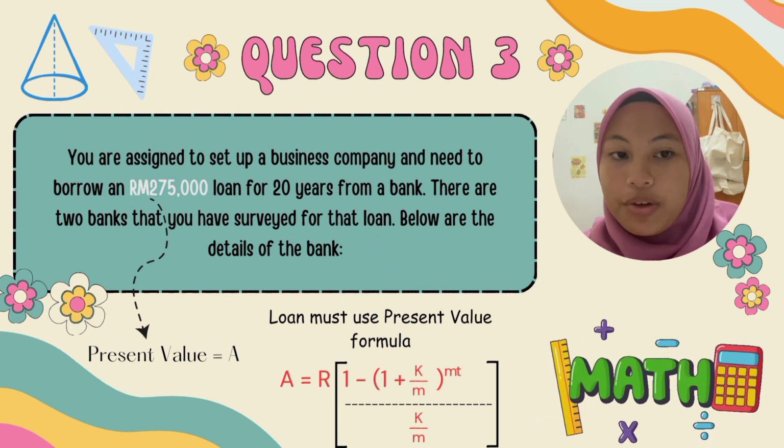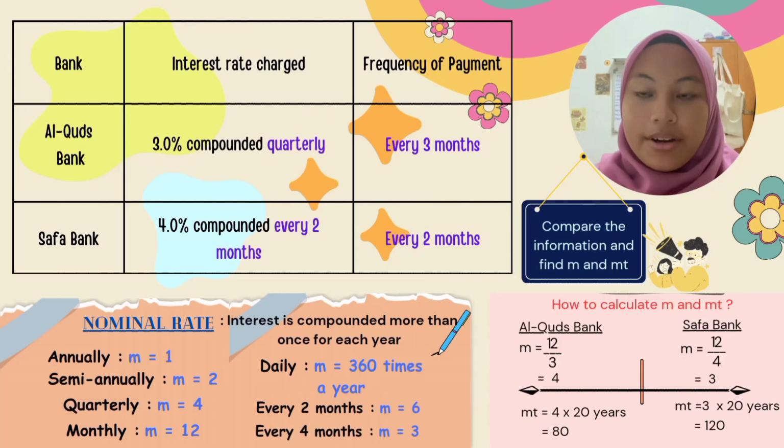If the question is about a loan, we must use the present value formula. Read the information and compare and find M and MT for Alquist Bank and Safa Bank. So we find the M for Alquist Bank is 4 and for Safa Bank is 3. Then MT for Alquist Bank is 80 and MT for Safa Bank is 120.